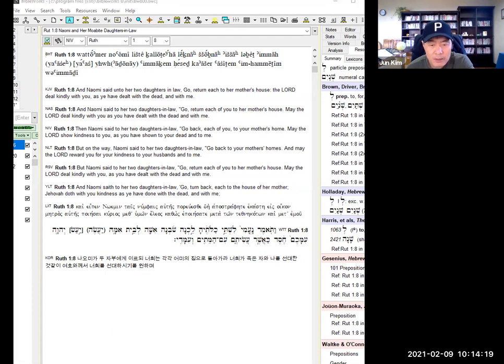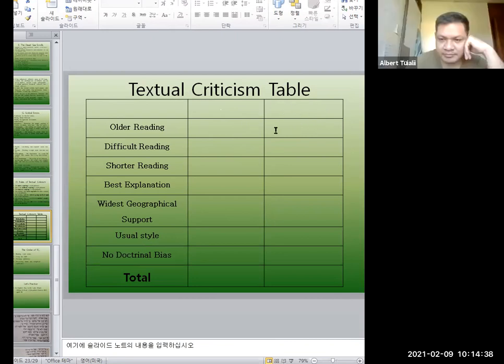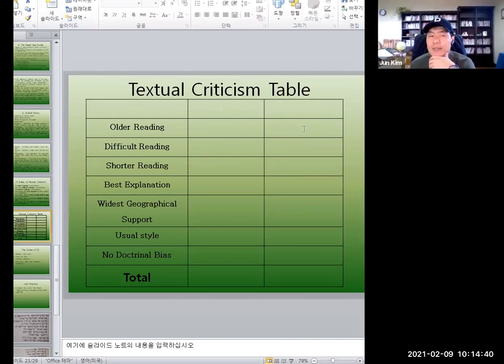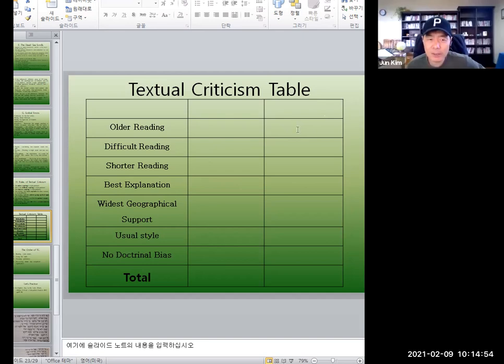What about textual criticism analysis? In terms of older reading, the variant reading is on the right side. This is BHS, and this is the variant reading, which is the Septuagint and Vulgate. Which one is older between them? If you have the Septuagint, you definitely need to tick this side, because the Septuagint is one of the oldest. So I want to give a mark here for older reading.